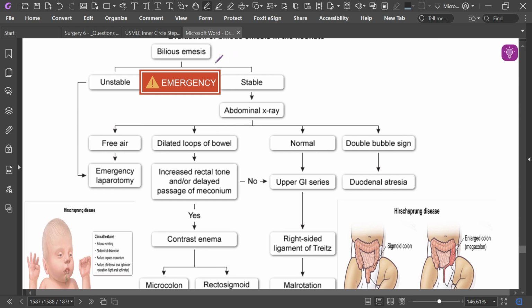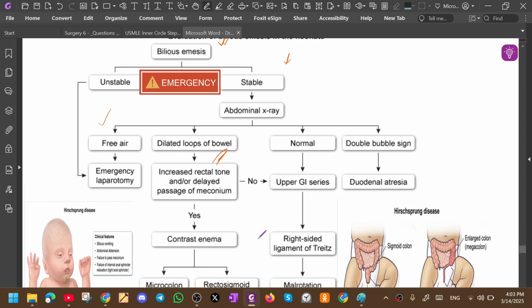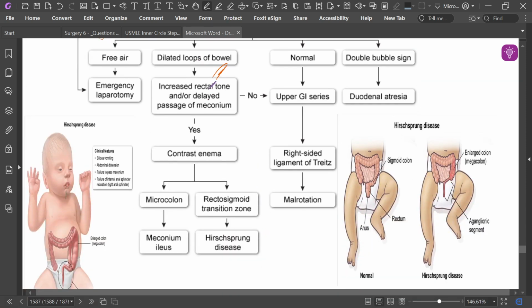Okay, if we look at this again: biliary emesis, if unstable, emergency laparotomy. If stable, free air under the diaphragm means urgent laparotomy. Dilated loops of small bowel, increased rectal tone and/or delayed passage of meconium, yes.